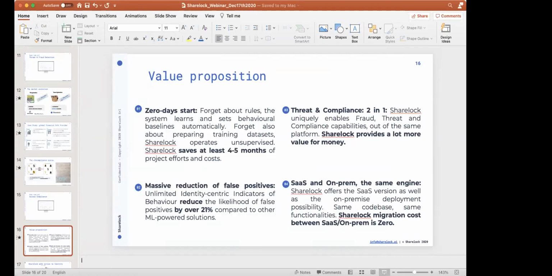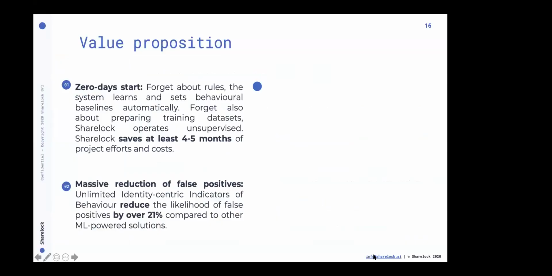So the value proposition, first of all, apologies for the blue dot. Number 1 and number 2, we call ourselves zero-day start because you need to forget about rules. Our system, as you might have seen, has no rules. It might have a few thresholds here and there, but the system operates as a human being, trying to detect changes of behavior based on habits. This spares you a lot of time when you have to prepare data. That's why we call it a zero-day start. We also provide a massive reduction of false positives, and we want to be specific and measurable.